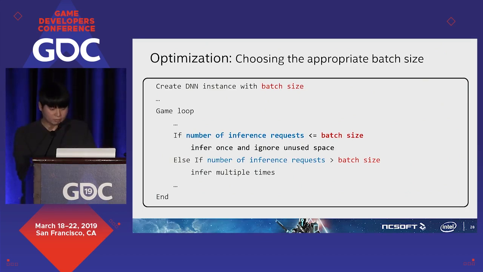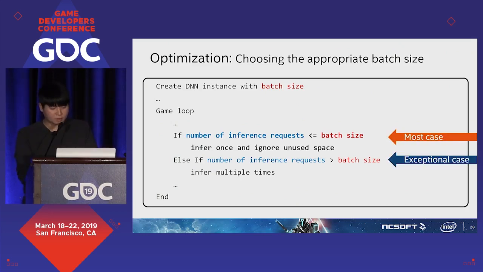Meanwhile, the number of inference requests is different for each game loop. So the number of inference requests often does not match the batch size. There can be two cases. The first case is when the batch size is greater than or equal to the number of inference requests. In this case, we can just infer once and ignore the unused space. And in the opposite case, where the batch size is less than the number of inference requests, inference tasks need to be computed multiple times.